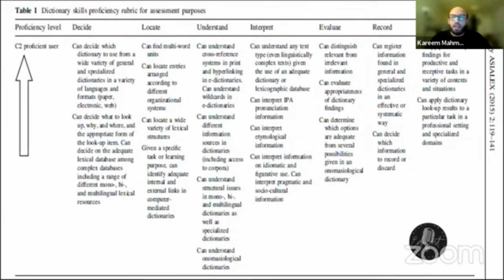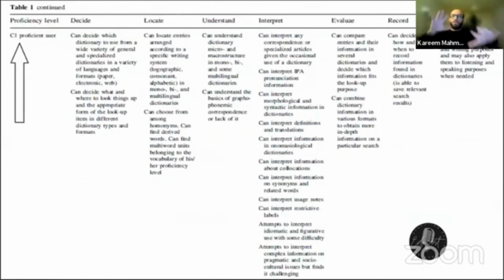They can understand the etymological information and all that stuff, and they can really analyze and evaluate this, and also they can record and take notes and all these things. So that's the proficient user at C2 level. But for that, you can have different types. So when you go down with the levels, the scale will also be reduced.